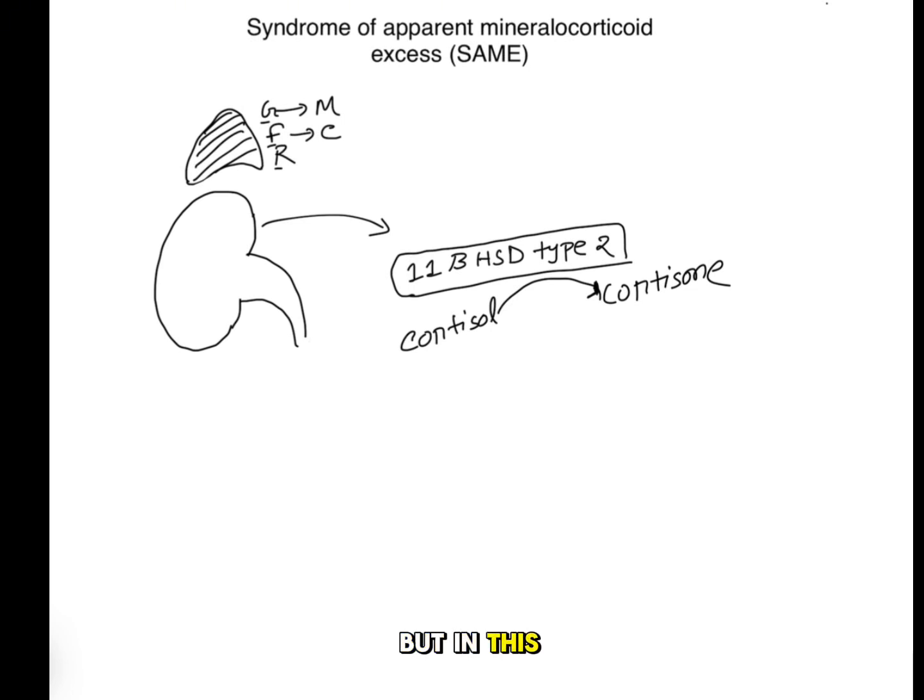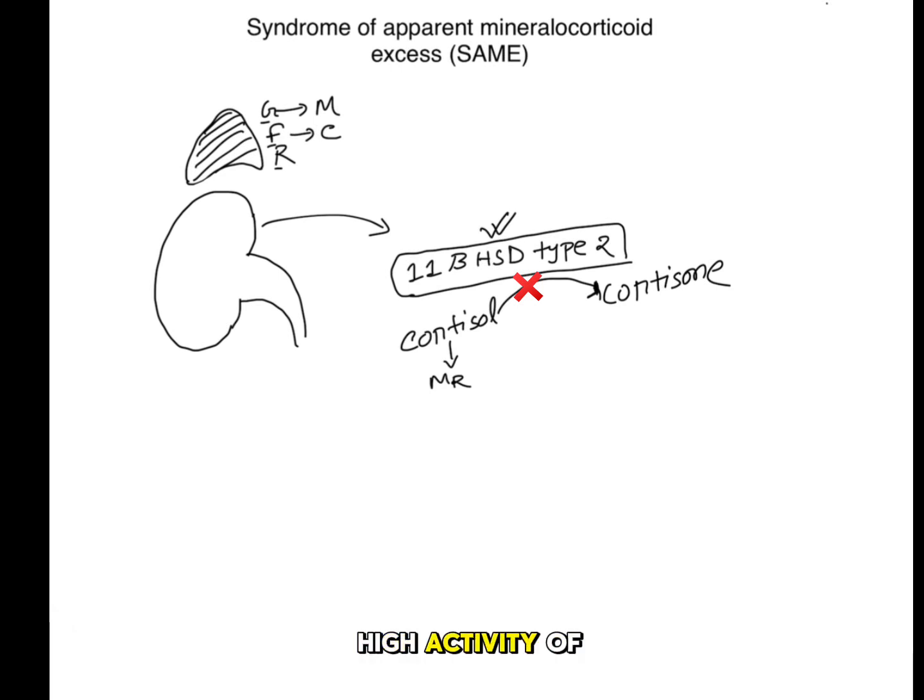But in this syndrome, there is a defect of this enzyme, 11-beta hydroxysteroid dehydrogenase type 2. As a result, this cortisol cannot be converted into cortisone. So this cortisol binds with the mineralocorticoid receptor and shows the features of mineralocorticoid. So this cortisol shows the features of aldosterone, though the aldosterone level is not increased. That's why this syndrome is known as apparent mineralocorticoid excess.